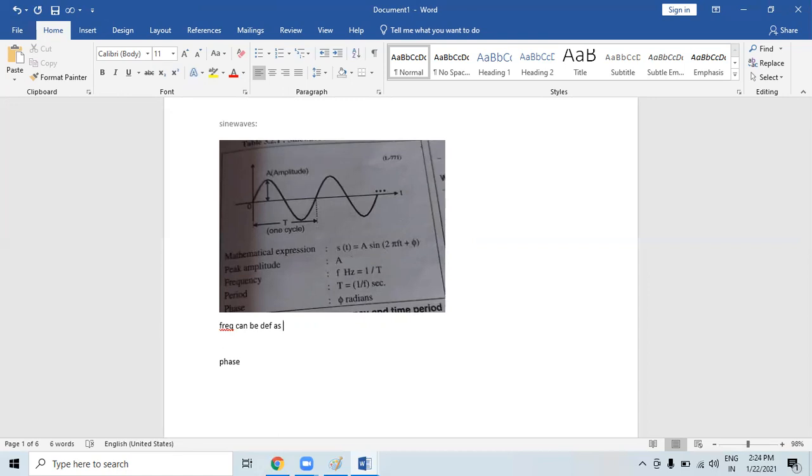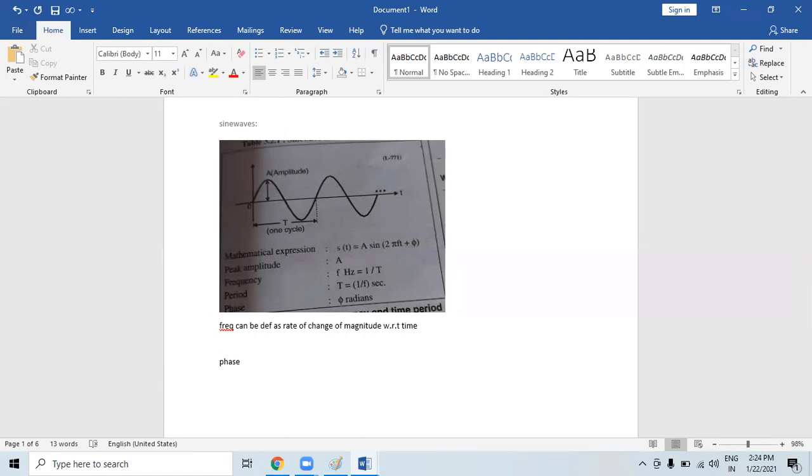the rate of change of magnitude, okay? Rate of change, change of magnitude, okay? So, frequency can be defined as rate of change of magnitude with respect to time, okay? With respect to time. So, frequency and time period are reciprocal of each other. Frequency can be defined as the rate of change of magnitude with respect to time.